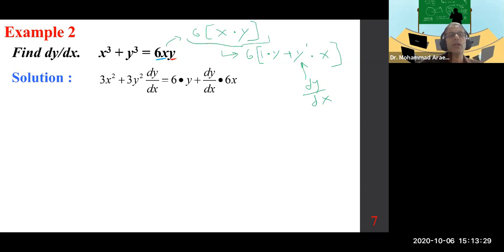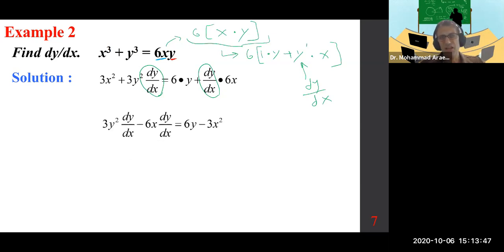Here's the algebraic technique. What is it that you want to solve for now? Dy dx. So you have to collect everything involving dy dx on the same side, and the rest move to the other side. Whether you bring it to the left or right, it's up to you. So you move this guy to the left, this guy to the right.